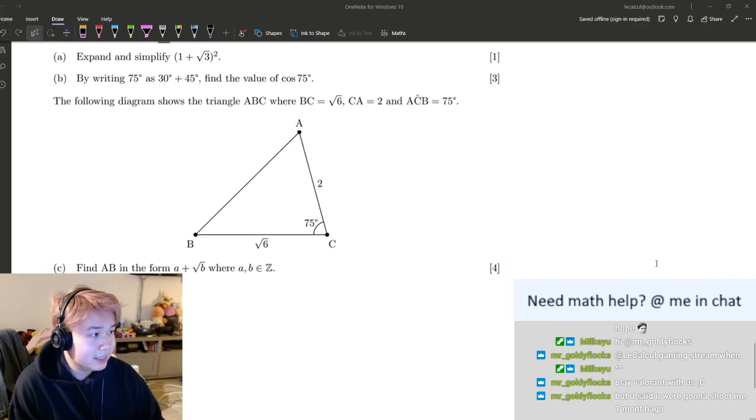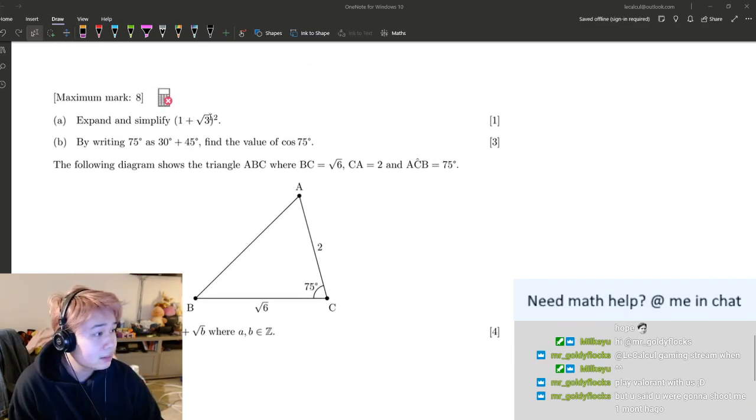Okay, we're gonna expand and simplify 1 plus root 3 all squared.